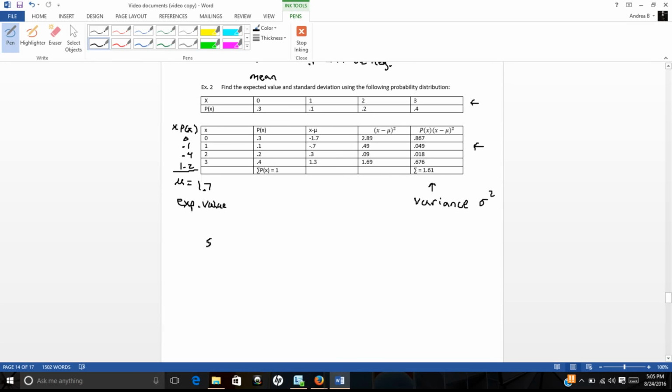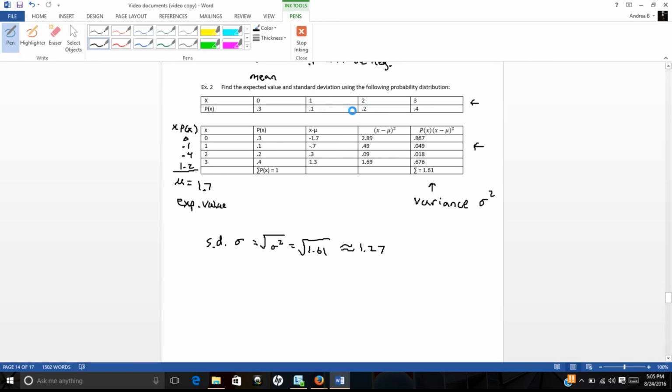To find our standard deviation, abbreviated here SD, our symbol is going to be just the sigma. To find that, you do the square root of the variance. So in other words, here we did the square root of that 1.61. Then here we get approximately 1.27 for that standard deviation.